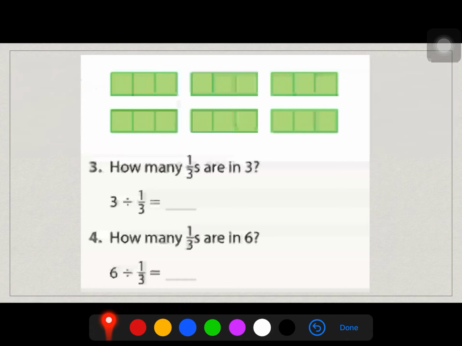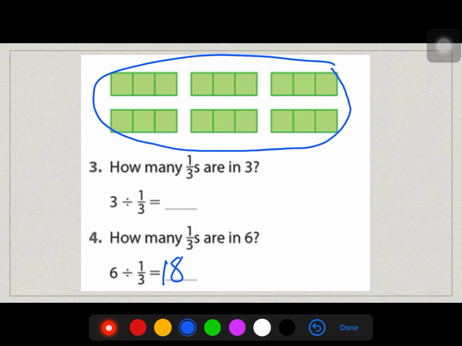All right, look at 2 more. How many thirds, 1/3, are there in 3? Well, there's 3 in 1. How many thirds would there be in 3? Yep, in these 3, there would be 9. How about in all 6 of them? How many thirds are there? Yep, 18 all together in the whole group.